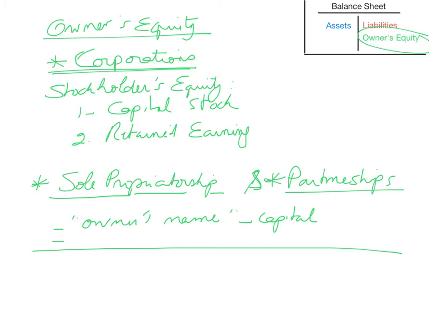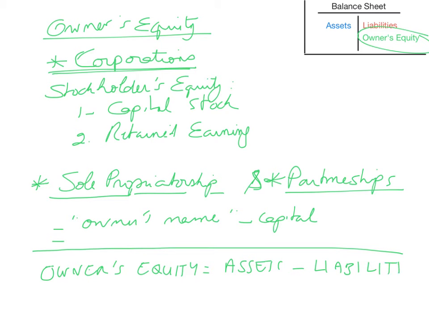Now, one important fact about owner's equity is that it is a residual amount, meaning liabilities take precedence over owner's equity, or creditors have priority over the owners. Any debts of the business have to be paid in full before the owners can cash any of the assets. So by definition, owner's equity is equal to the assets minus the liabilities.